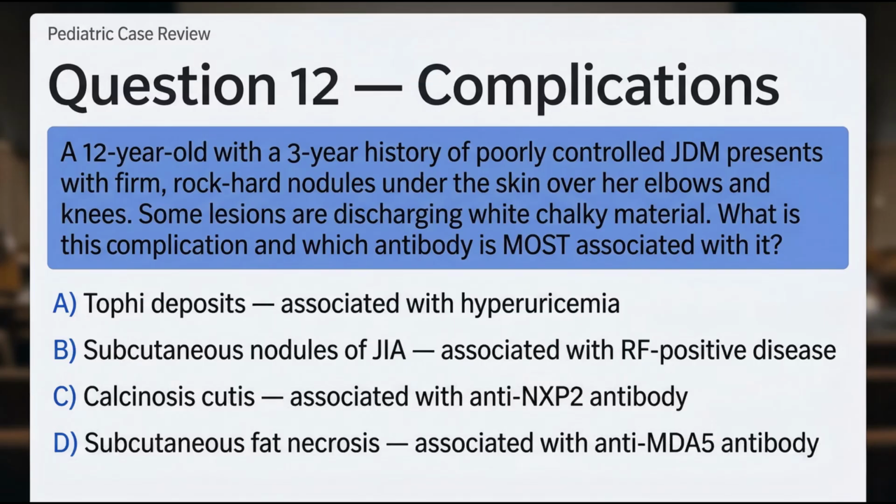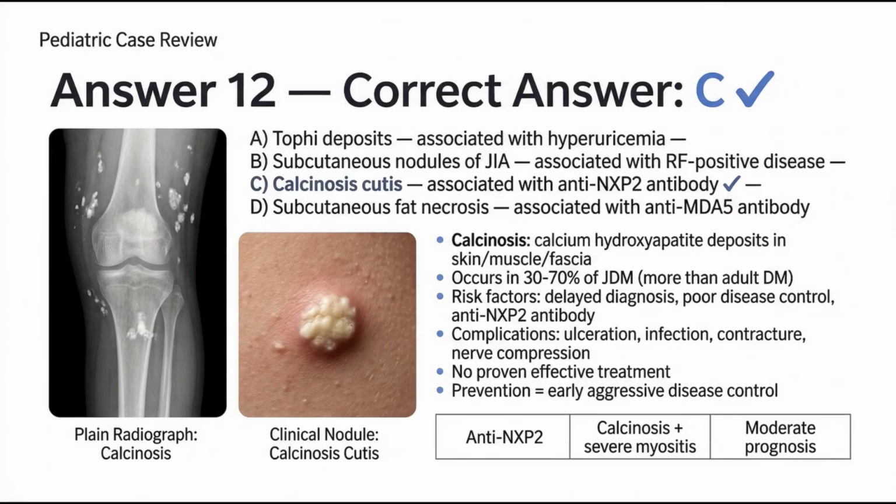Option A, tophi deposits associated with hyperuricemia. Option B, subcutaneous nodules of juvenile idiopathic arthritis associated with rheumatoid factor-positive disease. Option C, calcinosis cutis associated with anti-NXP2 antibody. Option D, subcutaneous fat necrosis associated with anti-MDA5 antibody. The correct answer is option C, calcinosis cutis associated with anti-NXP2 antibody.